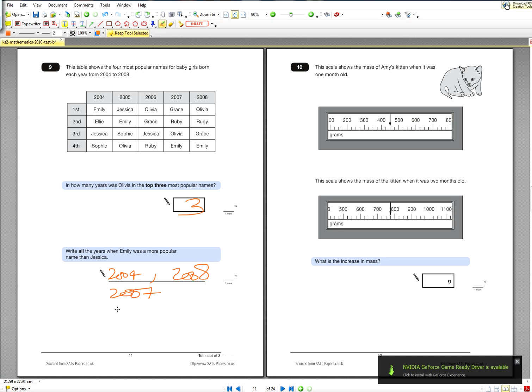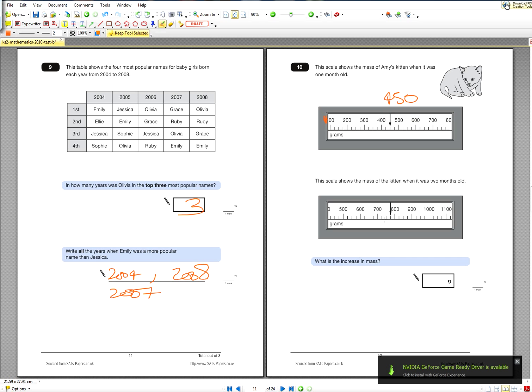Question number 10. The scale shows the mass of Amy's kitten when it was 1 month old. Okay, so at the moment, look at that. 0, 200, in the middle is 100, 400. Okay, no, I think that's 100 there. 100, 200, oh yes, it is. It just hasn't showed up properly. So what is the mass at the moment? 450. The scale shows the mass when he was 2 months old, so that's 700.